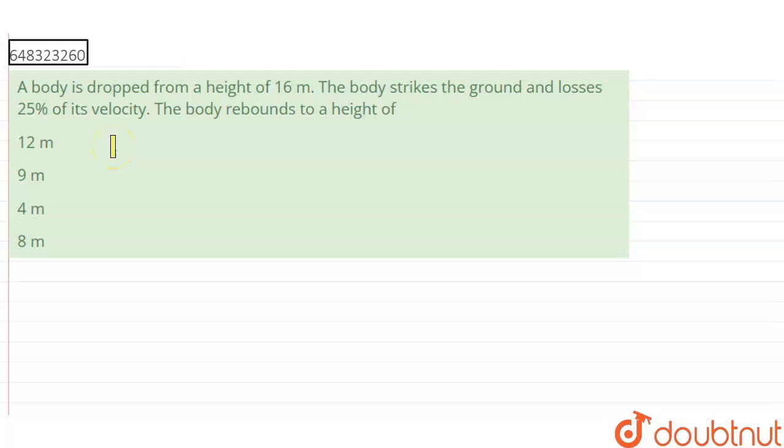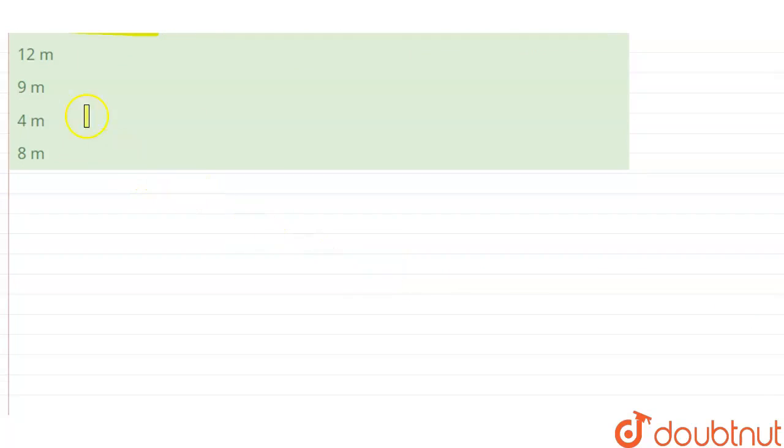Hi, so let's start the question. The question says a body is dropped from a height of 16 meter. The body strikes the ground and loses 25% of its velocity. The body rebounds to a height of, we are given 4 different options: 12 meter, 9 meter, 4 meter and 8 meter.